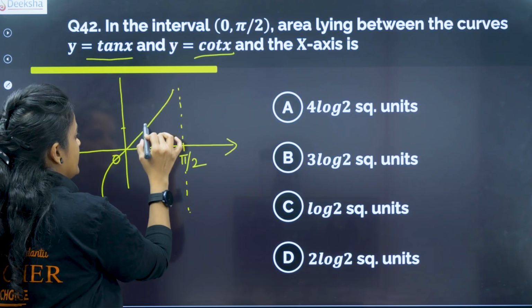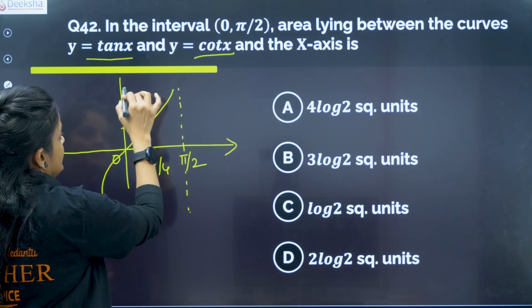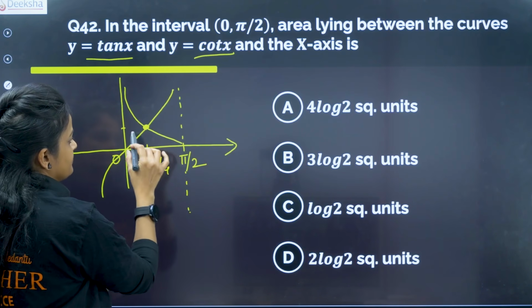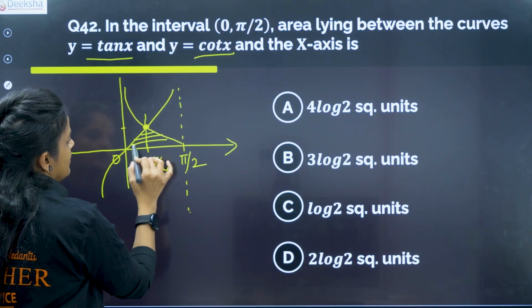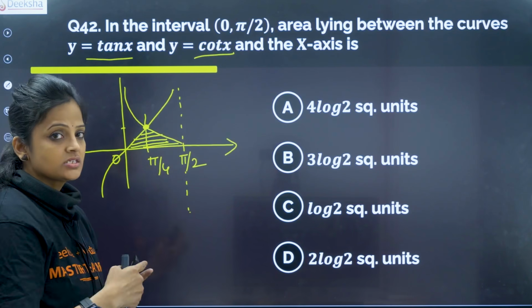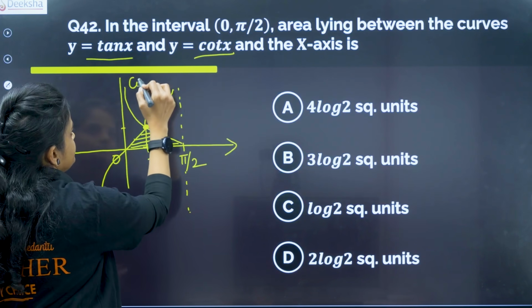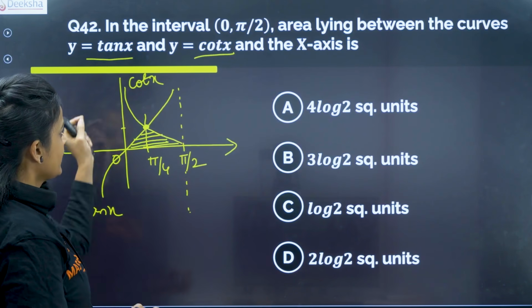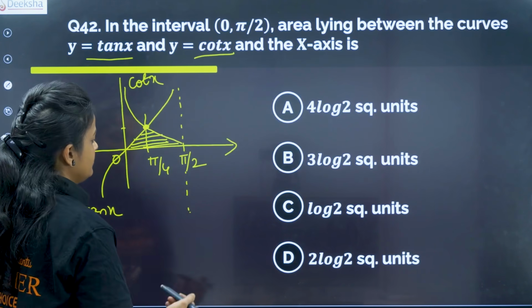Right? So 1 will come here, and at the same point the cot curve intersects, like this, right? Now this is a common point. Now this is the area we have to find. This is a tan and this is a cot. So the tan curve and cot curve are intersecting at one point, that is angle pi by 4.